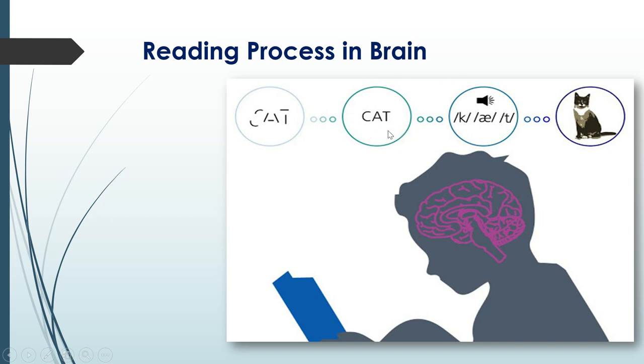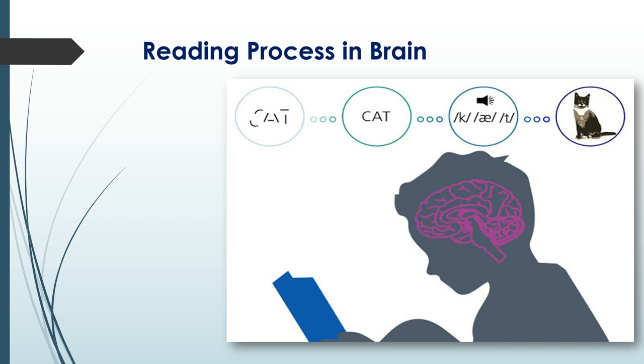The next step, the third step, is that the sound now comes to the mind of the reader. From these three letters CAT, the relevant sound comes: C stands for K, A stands for A, and T stands for T. Within these slanting lines, you can see these are basically the sounds, and in the brain the sound now pops up. And in the fourth stage, the moment the sound comes, cat, quickly the image of the cat comes onto the film of the mind.